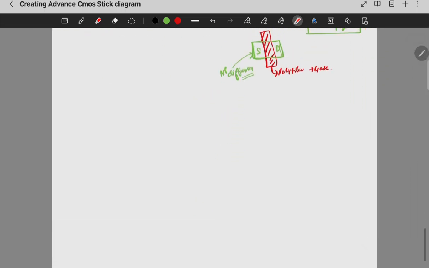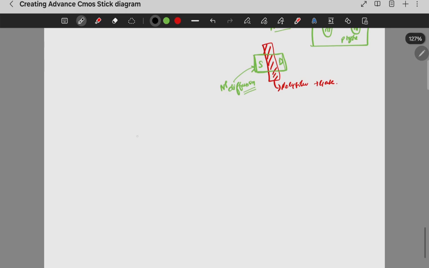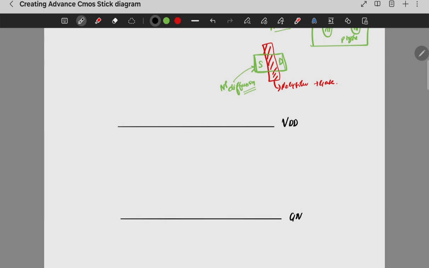Now with the help of this idea, we are going to draw our CMOS stick diagram, which is the advanced version of the previous one. This is the VDD and this is the ground. Let me represent it with black only, and let me represent my n plus diffusion layer with a green line, let's suppose. So this is my n plus diffusion, and let me use orange for p plus diffusion. So this represents p plus diffusion.